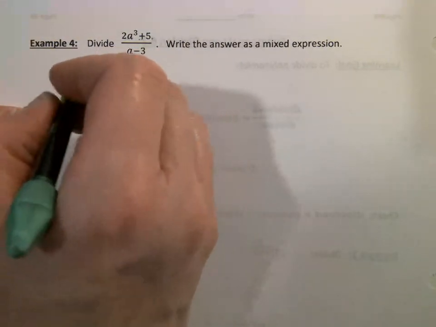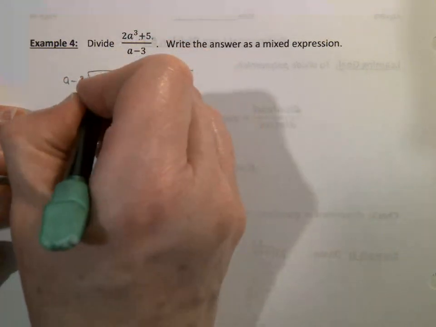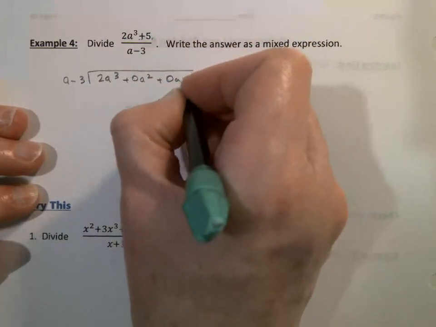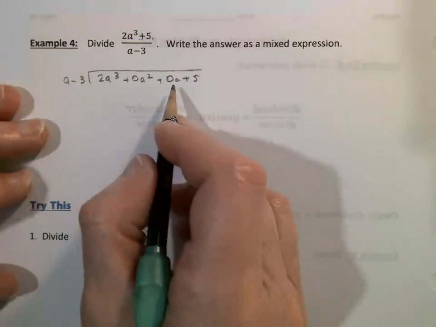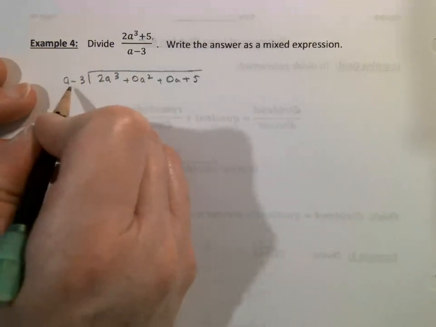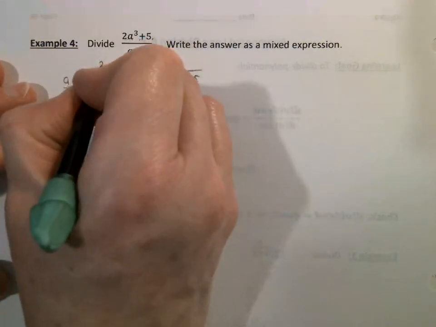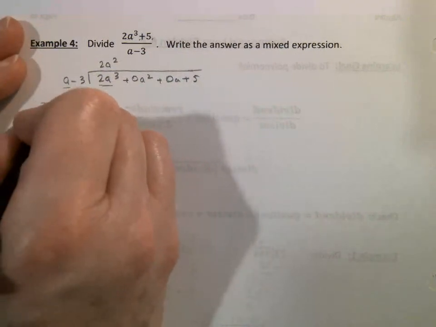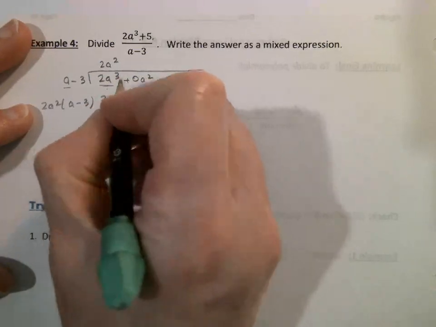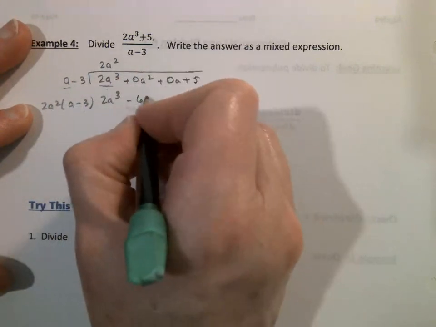So I'm going to write this like this. I'm going to do my a minus 3, and then I'm going to have 2a cubed plus 0a squared plus 0a plus 5. And basically, these are like placeholders. It's kind of like annexing a 0, but in the middle. So I start with my a, and I say, what would I multiply by a to get 2a cubed? Well, I would multiply 2a squared. So I have 2a squared times a minus 3. 2a squared times a is 2a cubed. 2a squared times negative 3 is negative 6a squared.